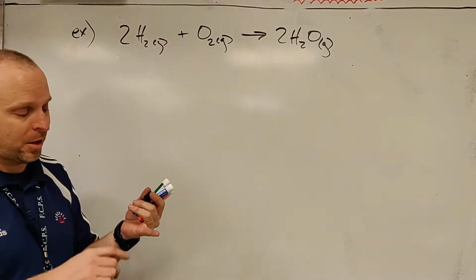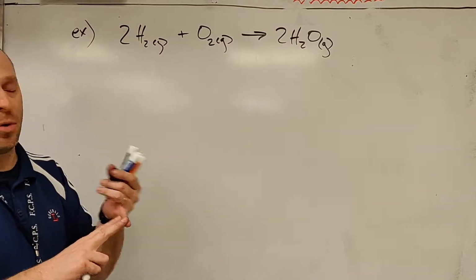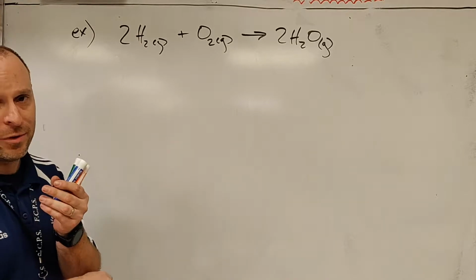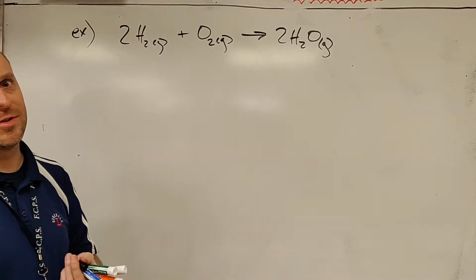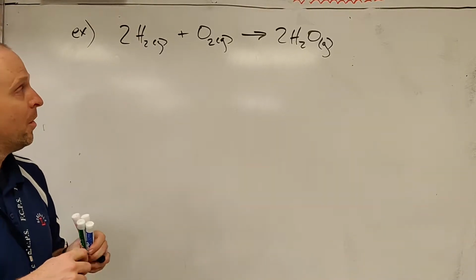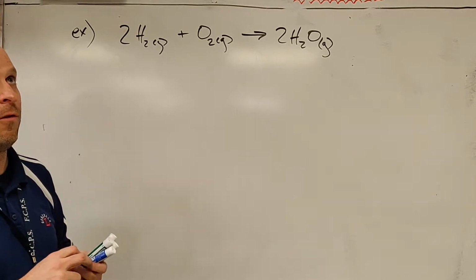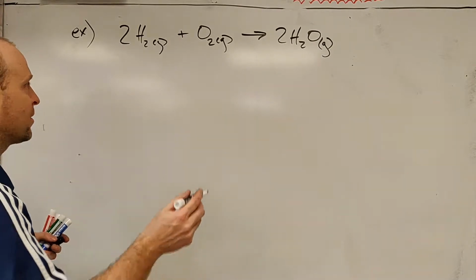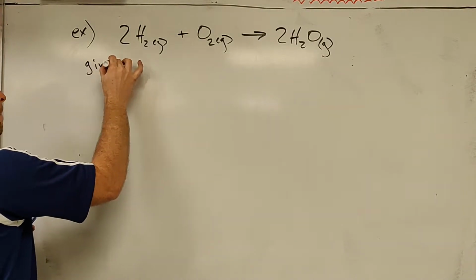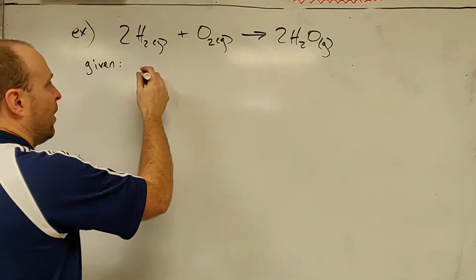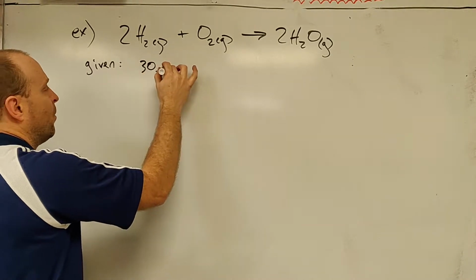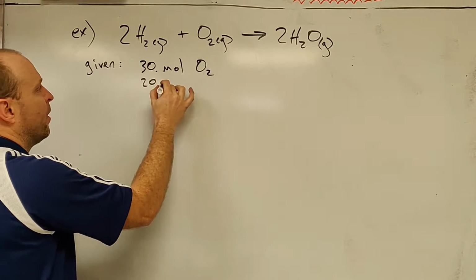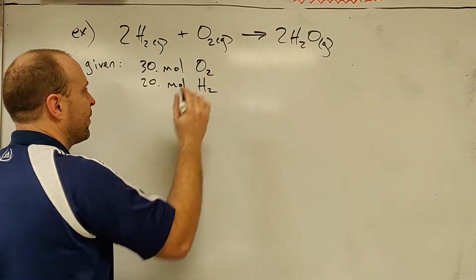And as a side note, that could be, well, I declare it's a mole ratio, which is the same as an atom ratio, which is the same as a molecular formula unit ratio, which is the same as a concentration ratio, or volumes or pressures for gases with a few variables held constant. So we'll just say given, in this particular case, 30 moles of oxygen, and we'll say 20 moles of hydrogen.